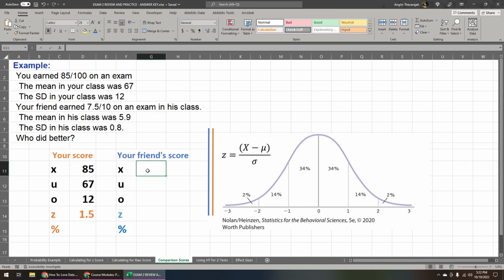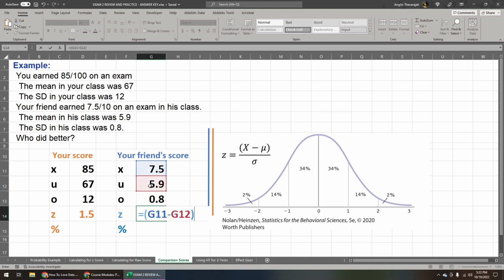Your friend, on the other hand, their x-score was 7.5. Their class mean was 5.9 and their standard deviation was 0.8. So same formula, your x minus your mu, in parentheses, divided by your standard deviation. Okay. So now we have a z-score of 1.5 for you and a z-score of 2 for your friend.